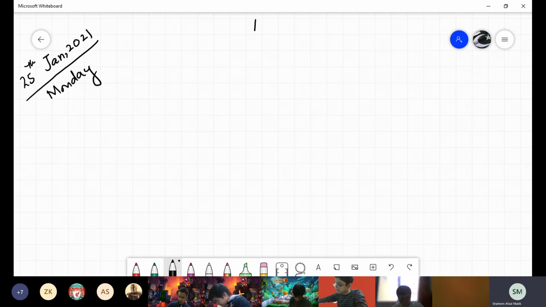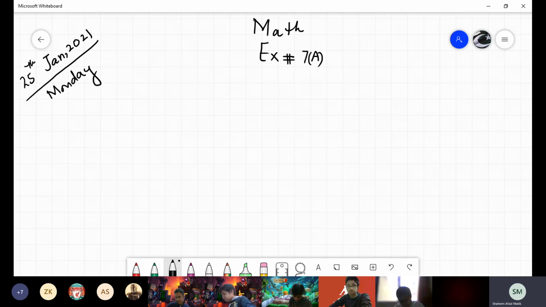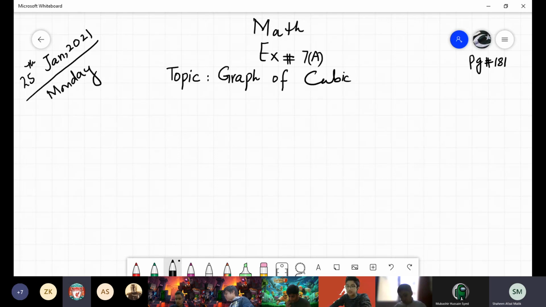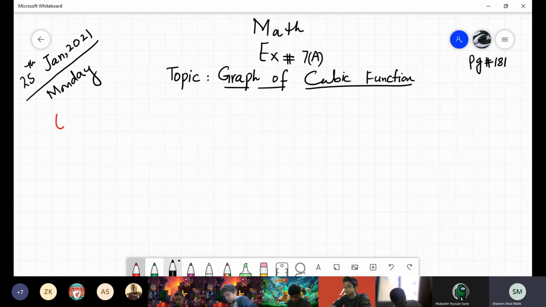This is your math class and we are solving exercise number 7A. It is at your book page number 181. The topic is the graph of cubic functions, cubic and reciprocal functions. Ma'am, which question? Question number 3. We have done 1 and 2. Yes, ma'am. We have done 1 in class and 2 was homework. So continue with question number 3. We have to start from question number 3 today.